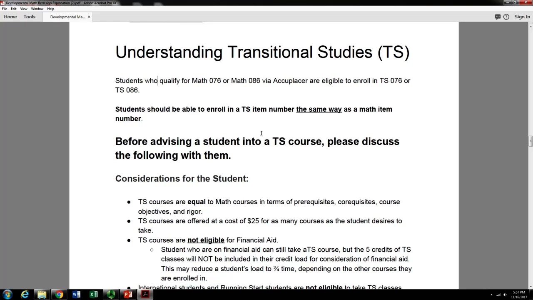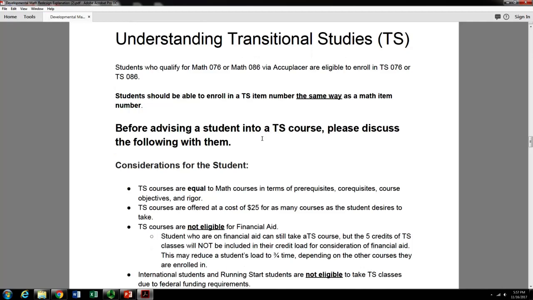So why would a student take a TS class or a math class? What's the difference really besides price? So the other issue is financial aid. A student who takes a TS class, those classes are not eligible for financial aid. So if a student is receiving federal financial aid and they still want to get their full grant, their full package grant, they may not want to take TS 76.